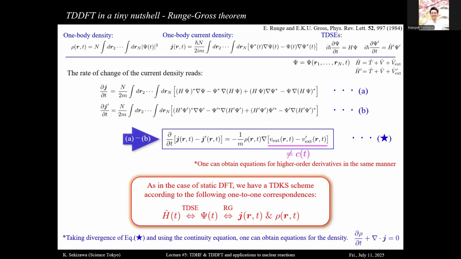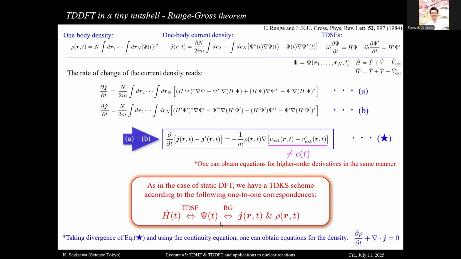And then it indicates that we can use the Taylor expansion around the initial state. One can show that this Taylor expansion must be different at a certain order. So the time evolution becomes different if the external potentials are different. So this is the basic logic of the Runge-Gross theorem. It shows the one-to-one correspondence between the Hamiltonian and the one-body density and the one-body current density.